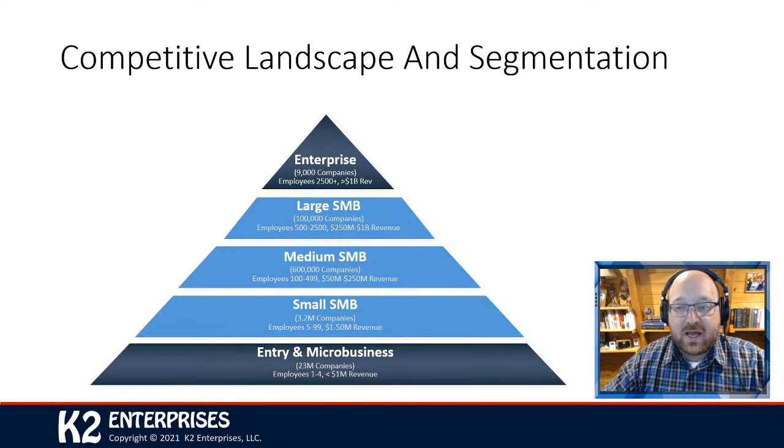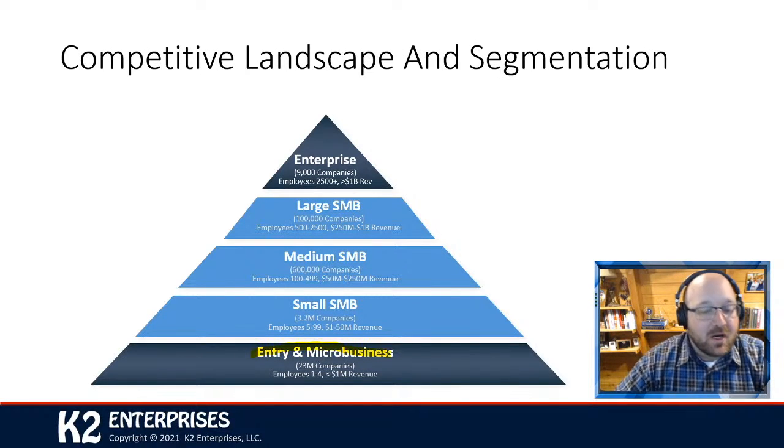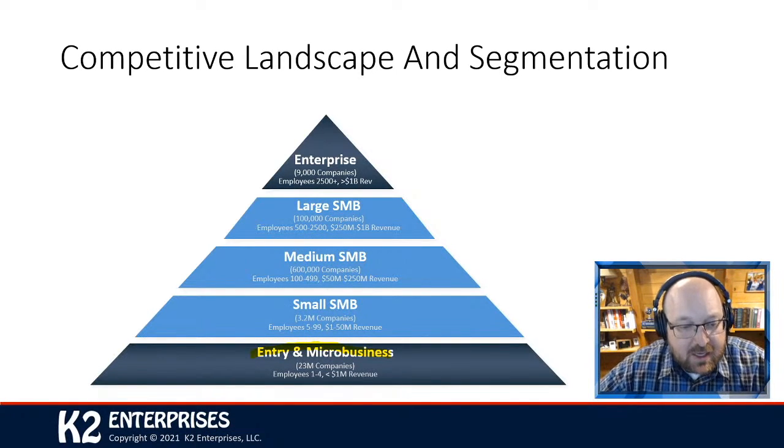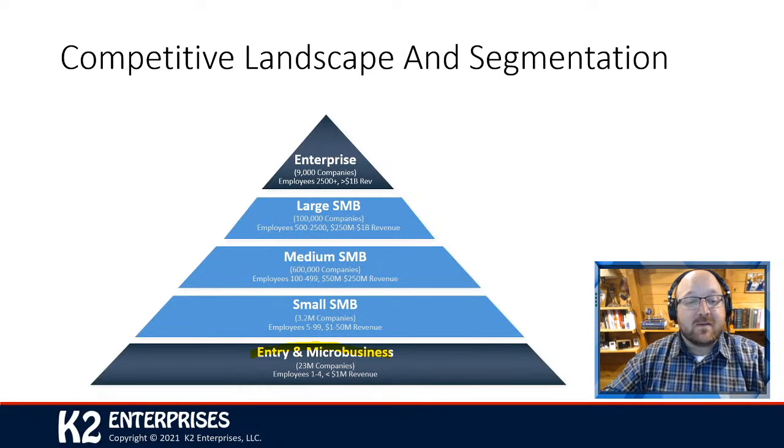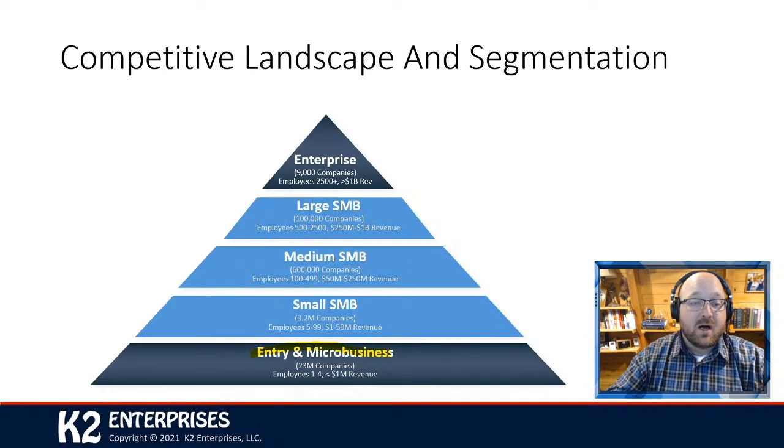So it's important to understand where your organization might fall in this pyramid. Now, at the entry level, micro business, these are entrepreneurs, these are QuickBooks organizations. You'll see this here in a minute. A lot of people will fall in this. I'm going to say, because this is the base of our pyramid, this is probably 75% of the market overall.